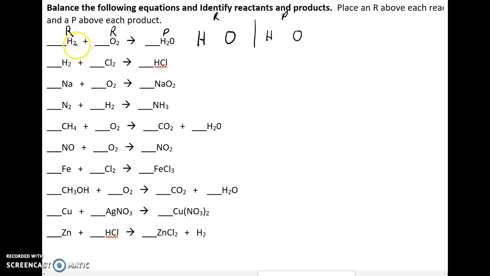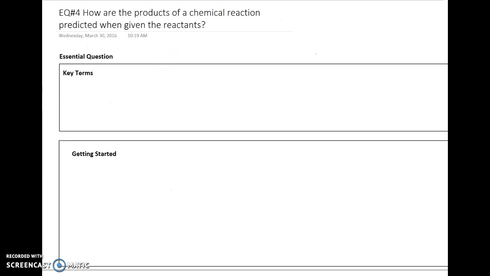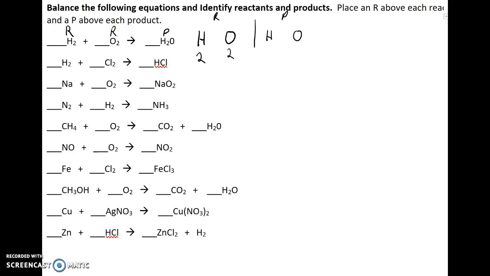So if I look over here, this 2 tells me that there's 2 hydrogen atoms. And over here, this tells me that there's 2 oxygen atoms. Now looking at the products, there's 2 hydrogen atoms and only 1 oxygen atom. All right, so now I can see that it's not balanced, and now I want to balance it.